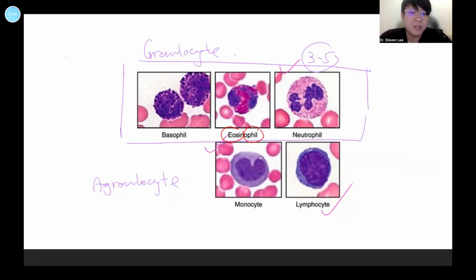But at your syllabus, I don't make it so difficult. If you see 3 to 5 loops, that is already neutrophil. 2 loop is eosinophil. If you see they are like more stick together, like this one is not very clear, but supposed to be like S-shaped nucleus, then that is basophil. Okay, but it's a bit difficult to differentiate these two.